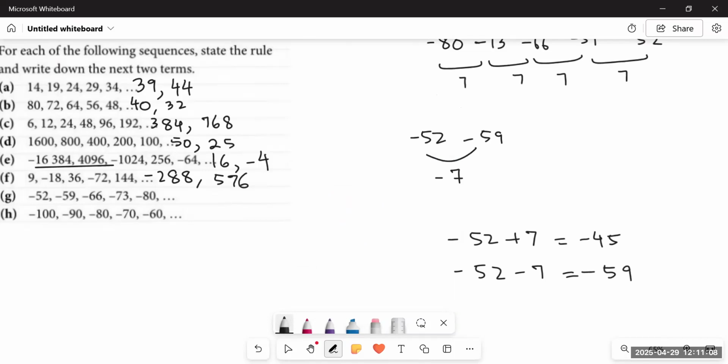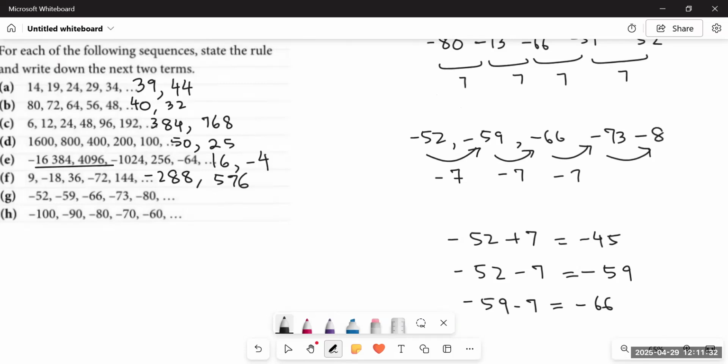Then again, minus 59 minus 7, minus minus plus, and it would be minus 66. So you see, the rule would be subtract 7 from each term to get the next term. And how can you remember all this, students? Of course, by practicing as much as you can. So it would be subtract 7 from each term to get the next term.